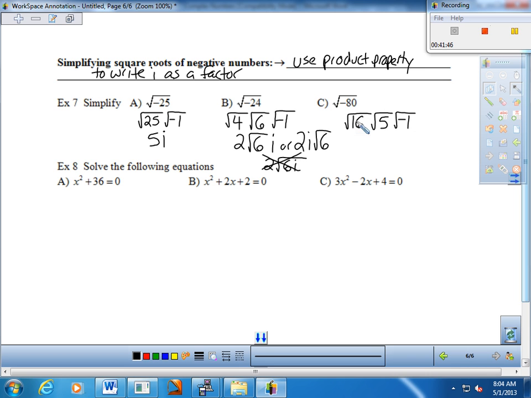So square root of 16 is 4. Square root of 5 can't be touched. Square root of negative 1 is i. And that's looking great. So again, however you play that out there on these, that looks good. 3 good answers. So pulling out i as a factor, that's the way we're going to work with square roots of negatives. Which brings us finally here, guys, to the last piece.